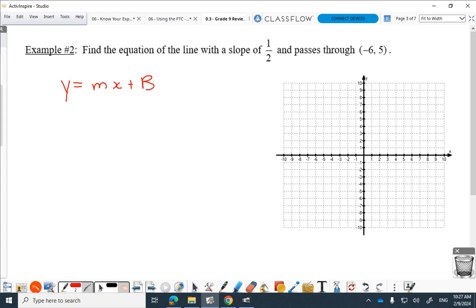Reminds me of Wheel of Fortune. Anybody watch Wheel of Fortune? On that final puzzle, you get a bunch of freebies. They give you a bunch of letters right off the hop to start with. Here I've got a freebie. The slope is 1/2.